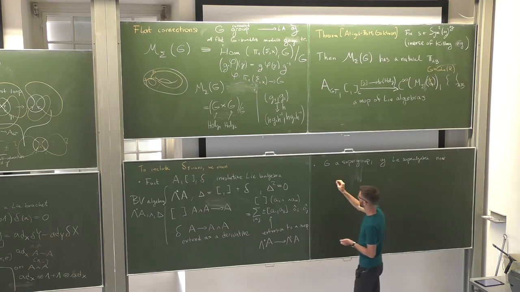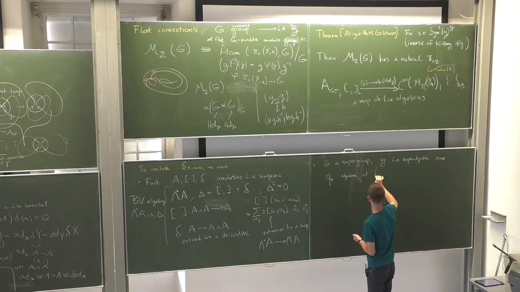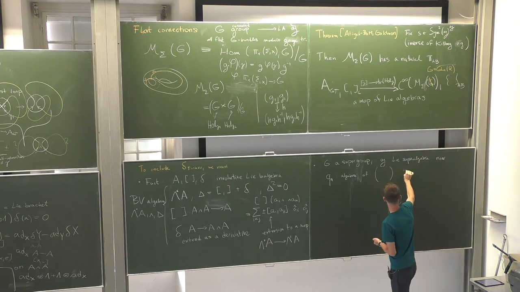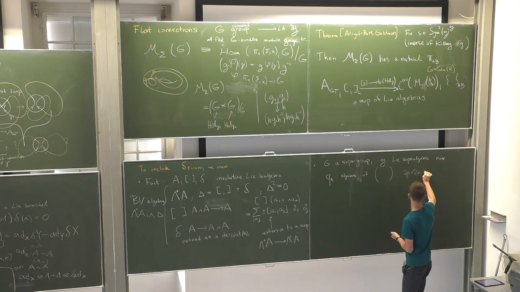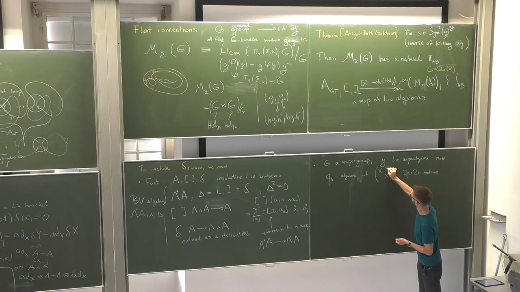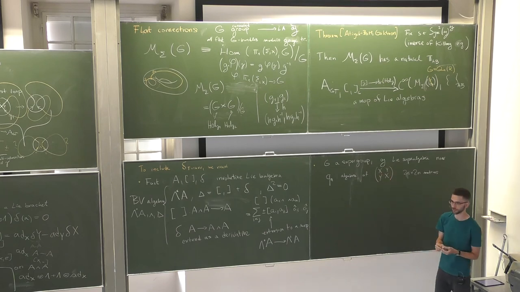And an example we'll take, Qn. This is the algebra of 2n by 2n matrices of the form like this. I should write bigger, okay?